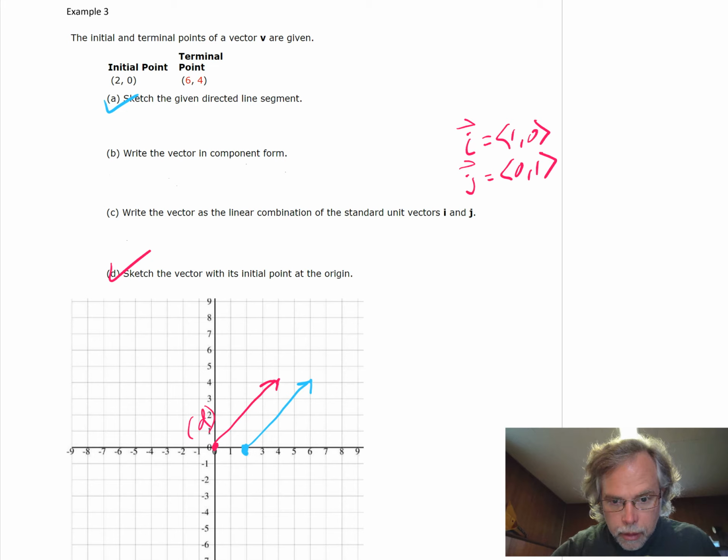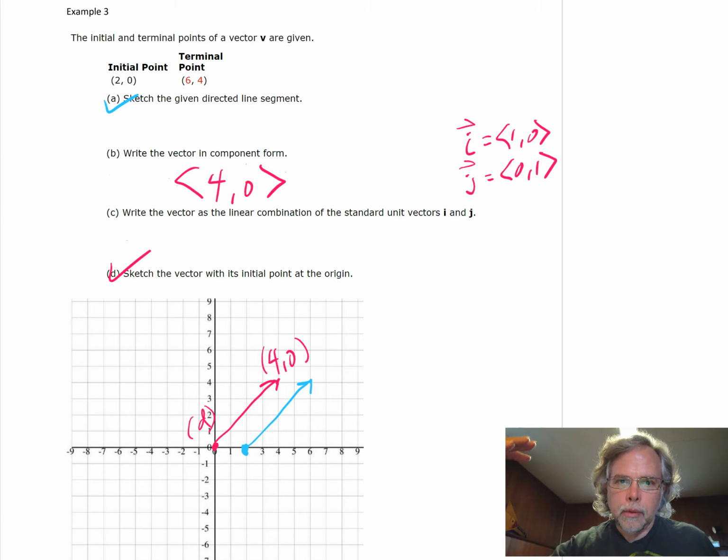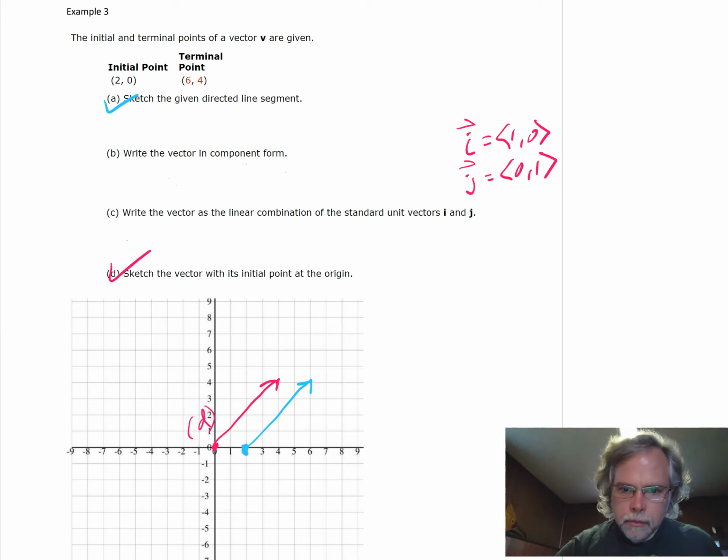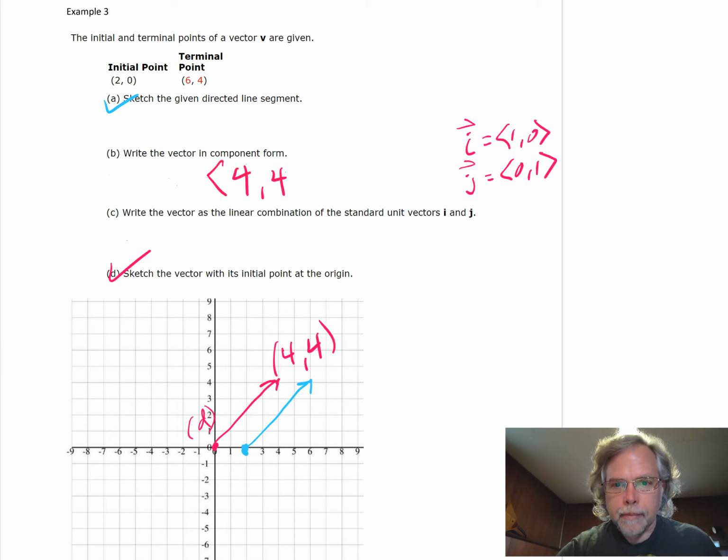You see, this new terminal point is 4, 0. And so that's the component form. But also how we did it in the last example applies and makes sense. Like, oh, shoot, I made a mistake, sorry. Don't know where I came up with 0 for that point. 4, 4 is the new terminal point. So the component form is that.